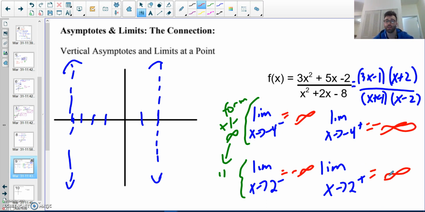Vertical asymptotes, I can tell that I have a vertical asymptote if this is true on a function. If the left and the right hand limits are positive or negative infinity, that tells me that there is a vertical asymptote. Or a vertical asymptote tells me that the limits at that point can be positive or negative infinity. It goes both ways.